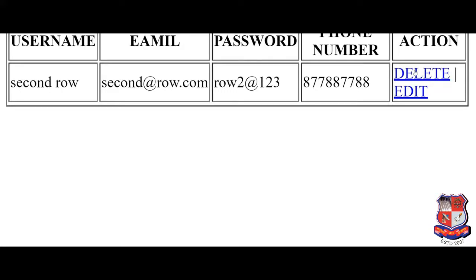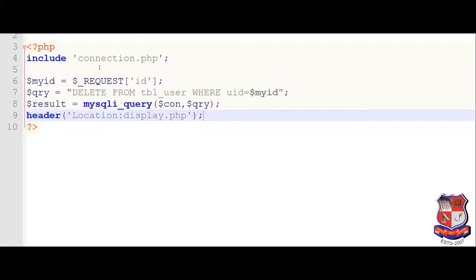Why? Because when we click delete, it will check the id, which means the primary key from the database table. It will pass it in the URL. So it will be inside the delete page, it will be fetched by the request and it will get deleted.